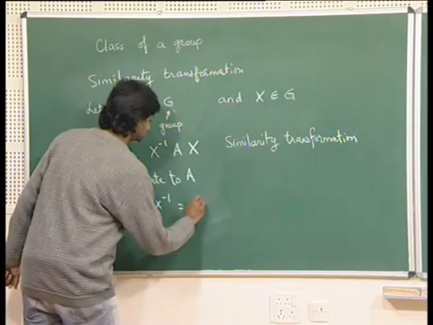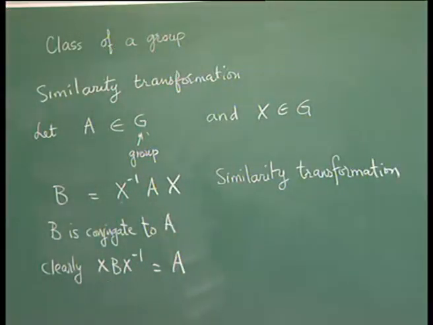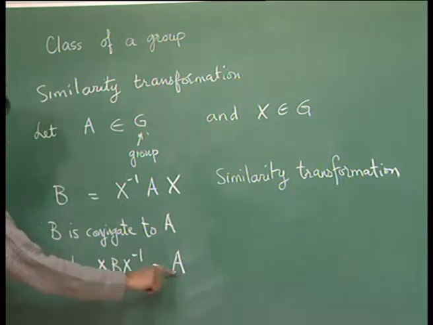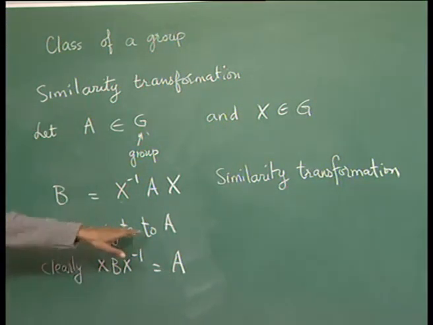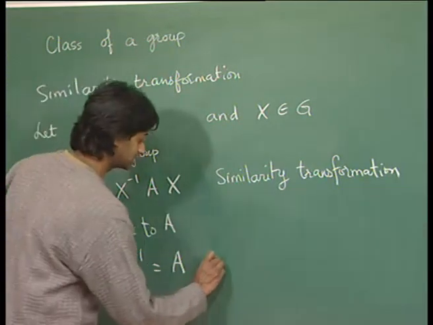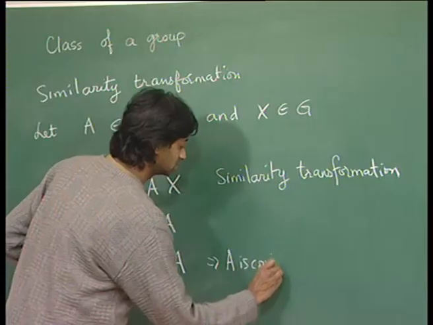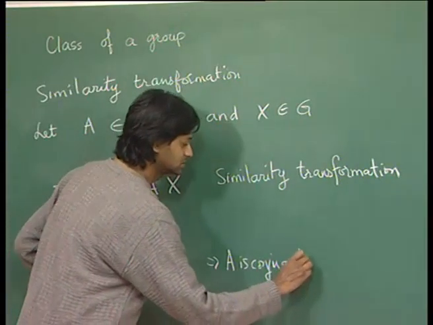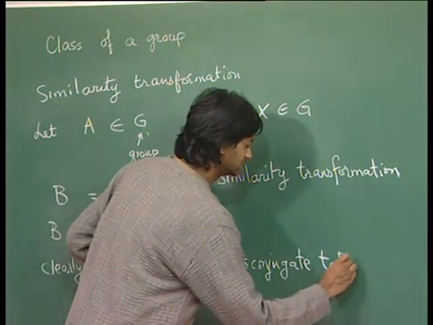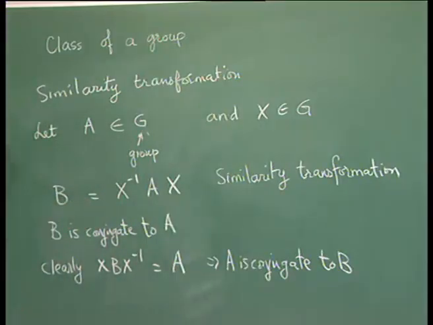So, therefore, A is conjugate to B. So if B is conjugate to A, then A is conjugate to B. Or you can say that A and B are conjugate elements.